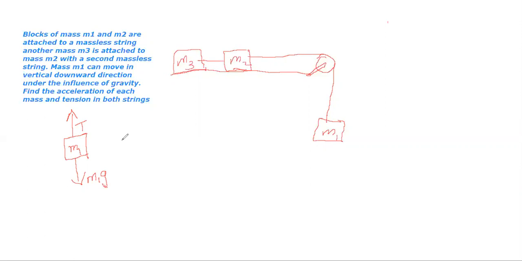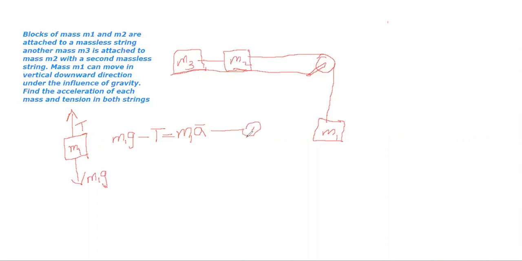So in that case, we know that the block m1 is moving downwards. That means let's take m1g as positive downwards: m1g minus the tension of the string T is equal to m1 times a. Let's call this equation 1.